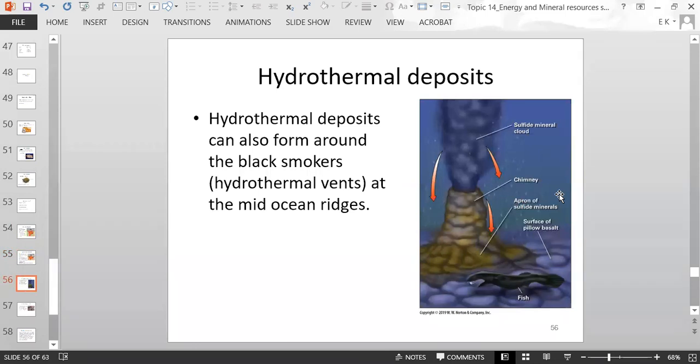Hydrothermal deposits can also form around black smokers, which are hydrothermal vents at mid-ocean ridges. And this forms in a similar way. So you have ocean water passing into cracks in the hot basalt. And then the water collects dissolved ions and then spews back out of this vent, precipitating out minerals. So you get these sulfide minerals.